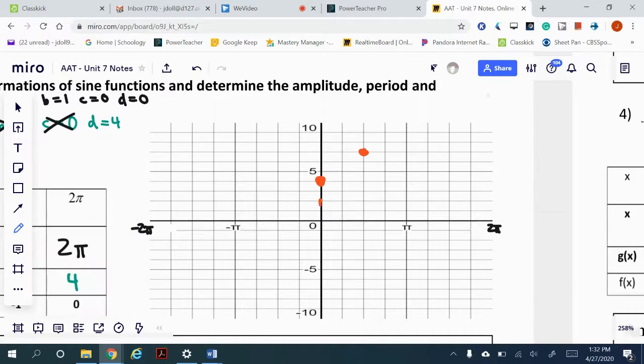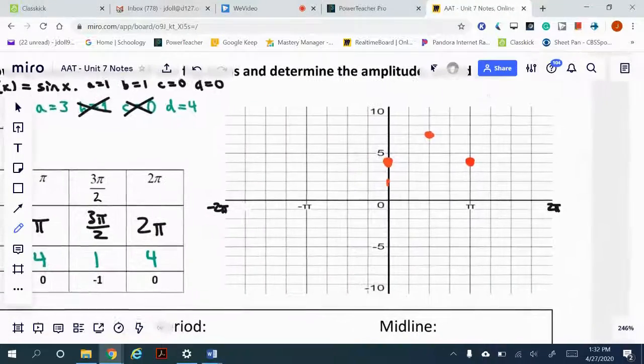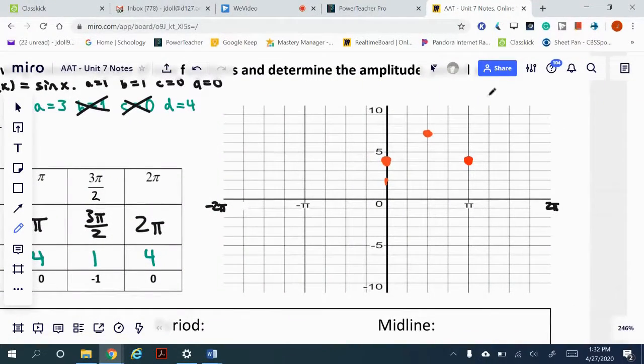All right. So then we're going to come back down to 4 pi comma 4. 3 pi over 2 is halfway between pi and 2 pi, so right here. And we're going to drop down to 1, all right? And then, did I graph that correctly? Yeah, that's good. And then we're going to come back up here for pi.